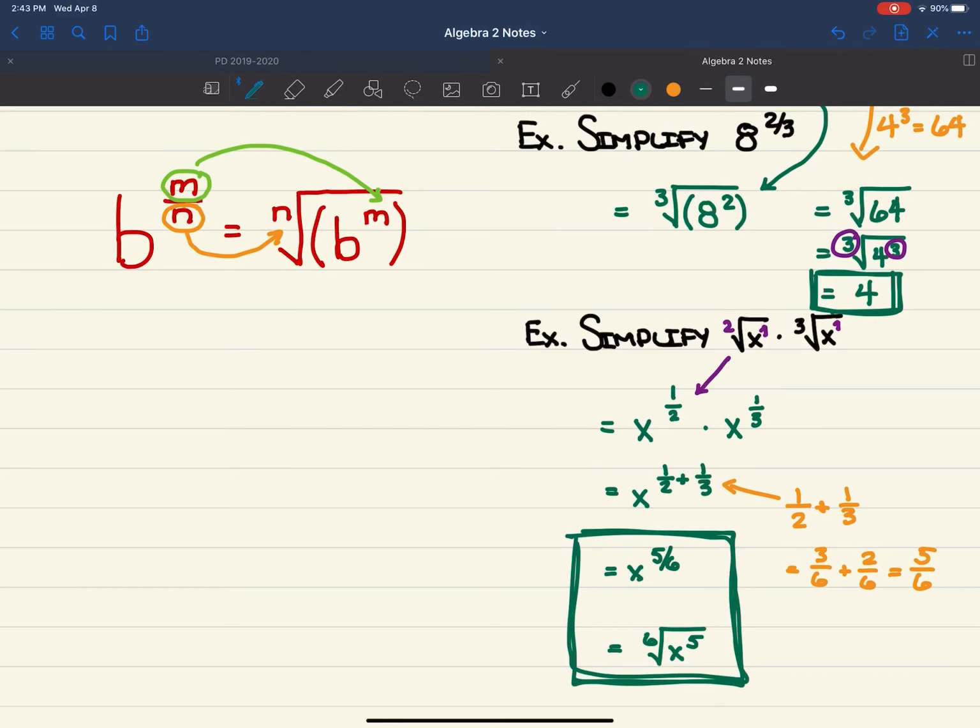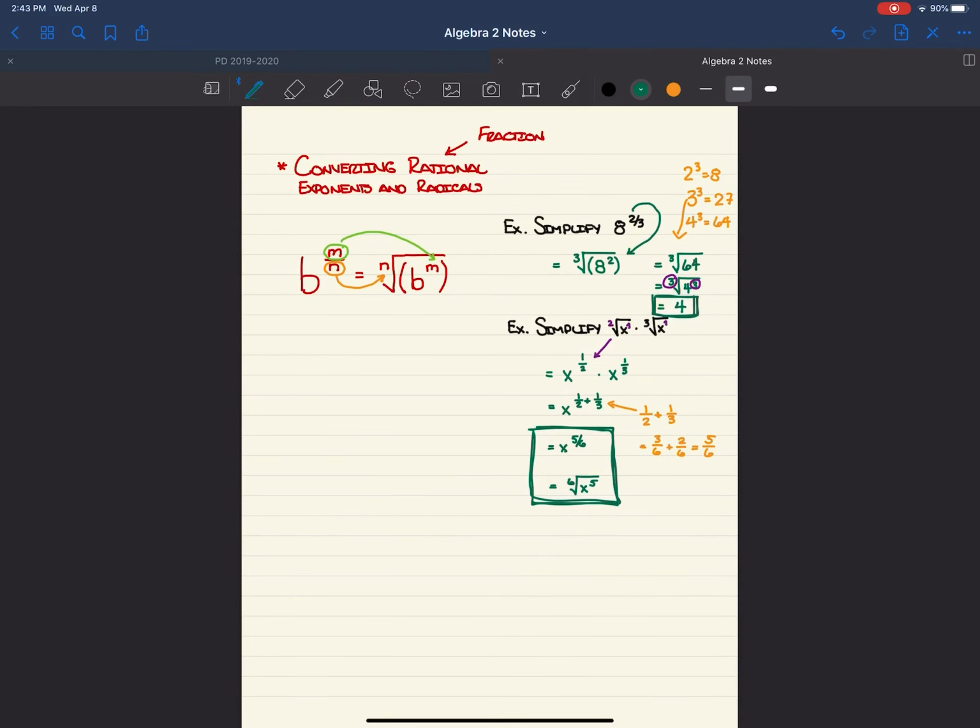So with that, we've gone ahead and reviewed all properties of exponents. And that is it for our notes.